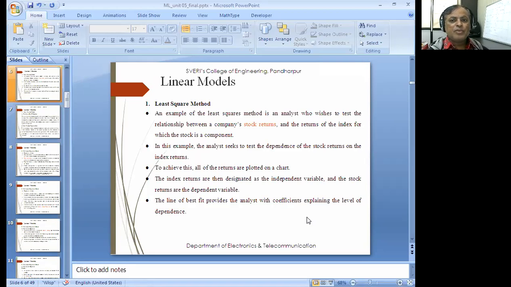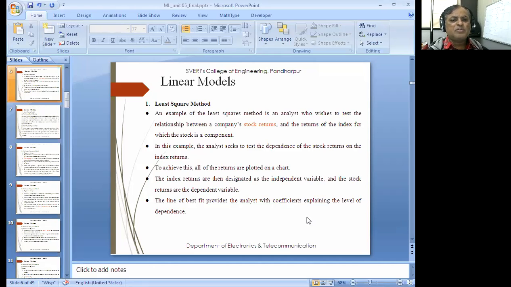That means you're buying some stock and what kind of return you're going to get. There is an index, called the return of the index, in which the stock is a component. So you're going to get a return of the index in which your stock is a component. This is the example of a least square method, which analysts mostly prefer to apply. In this example, the analyst seeks to test the dependency of the stock return on the index return.